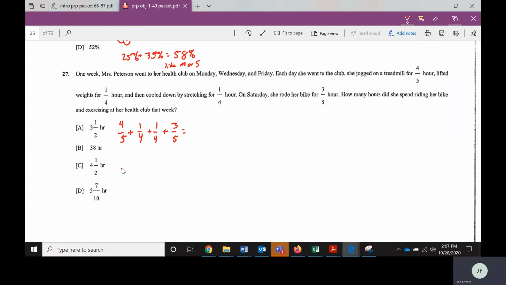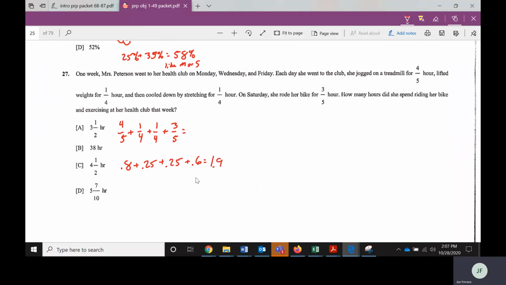4 divided by 5 is 0.8. 1 divided by 4 is 0.25. 1 divided by 4 is 0.25. And 3 divided by 5 is 0.6. Okay, so you want to add those up. And you're going to get 1.9.